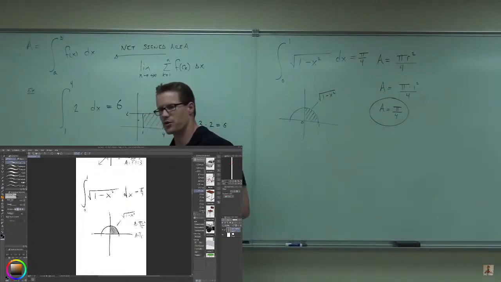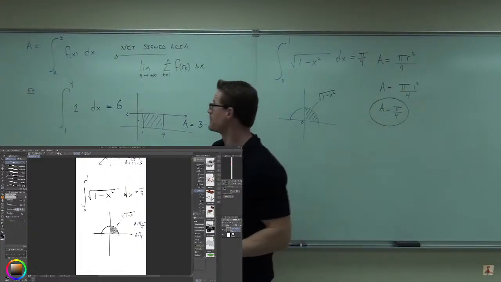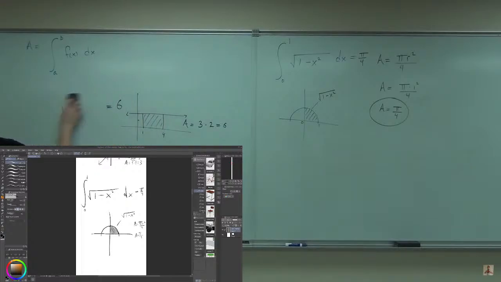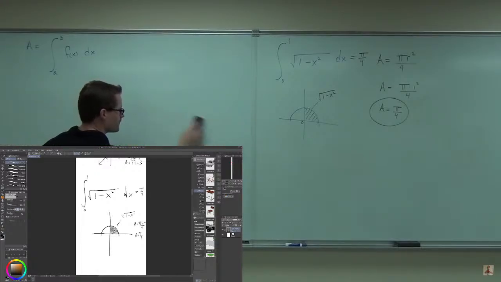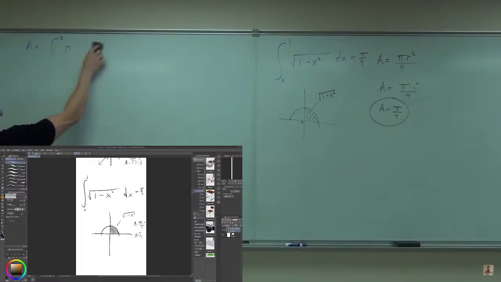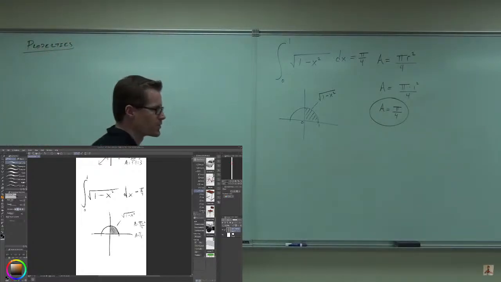Now, before we do go further, I have to give you some properties, things we can and can't do with these integrals. So properties. Number one property.